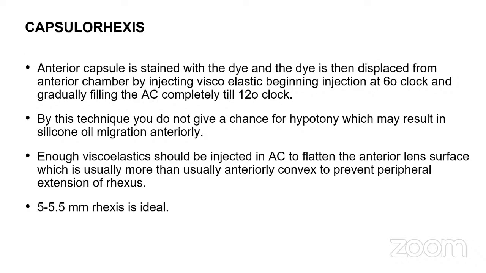So coming to capsular access, the anterior capsule is stained with dye, and then the dye is displaced from the anterior chamber by injecting viscoelastic. We have to begin injection at the 6 o'clock position and gradually fill the AC completely till 12 o'clock. By this technique, you will not give a chance for hypotony, which may result in anterior silicone oil migration. And enough viscoelastic should be injected in the AC to flatten the anterior lens surface, which is usually more anteriorly convex, to prevent peripheral extension of the rhexis. A 5 to 5.5 mm capsular access is ideal.